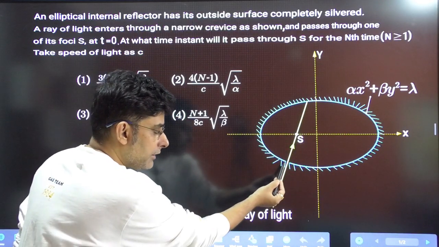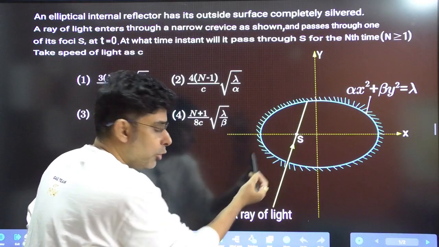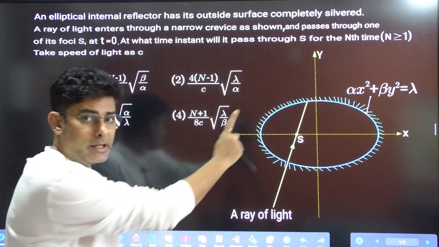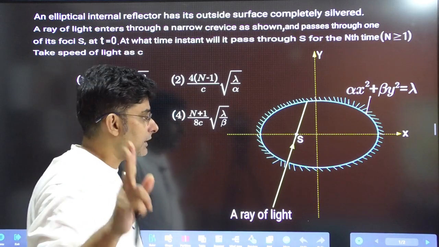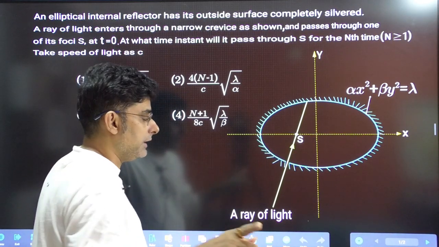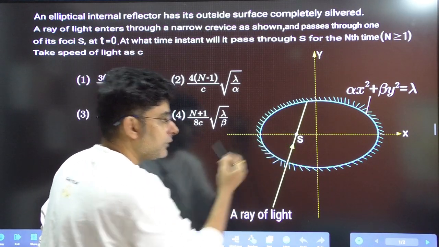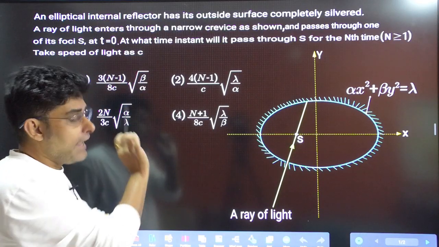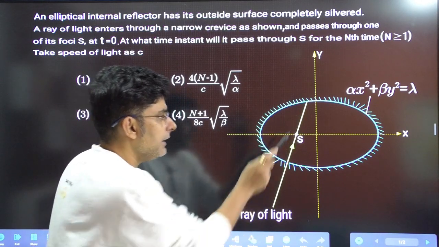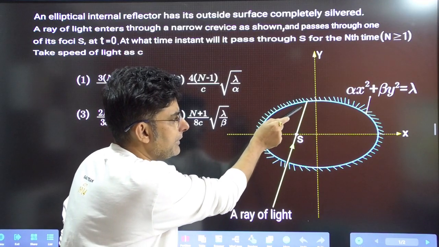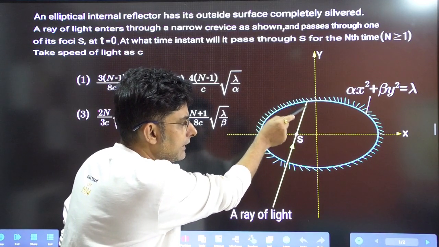Now there is a small crevice or small hole through which a ray of light is entering, and it is said to pass through one of the foci of the ellipse. You all know that there are two foci in any ellipse, so it is passing through one of the foci at t equals 0, and it will hit the inner surface at any general point. Now after that it will get reflected.